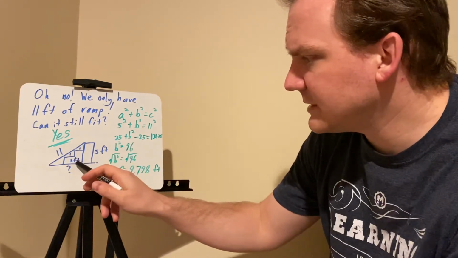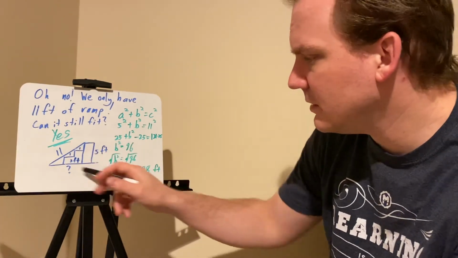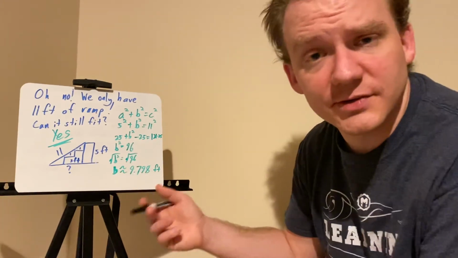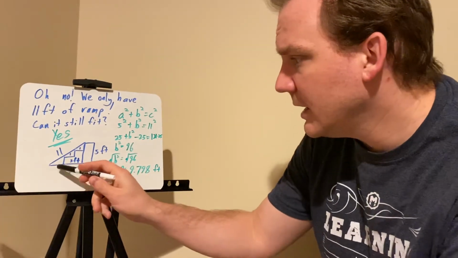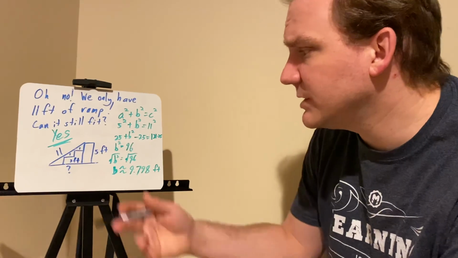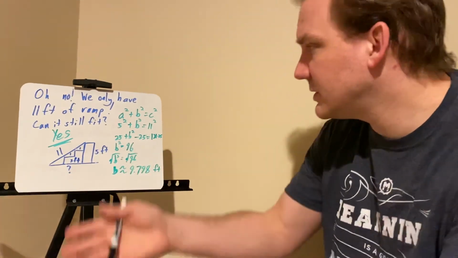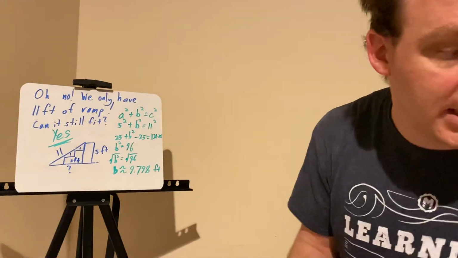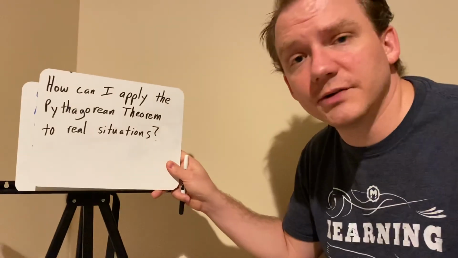So if this has to be 2 feet away from here, it's going to be not 9, almost 10, just like the original problem, feet away. And so it should fit. It should still fit there. So that's just another way we can apply the Pythagorean theorem to real situations.